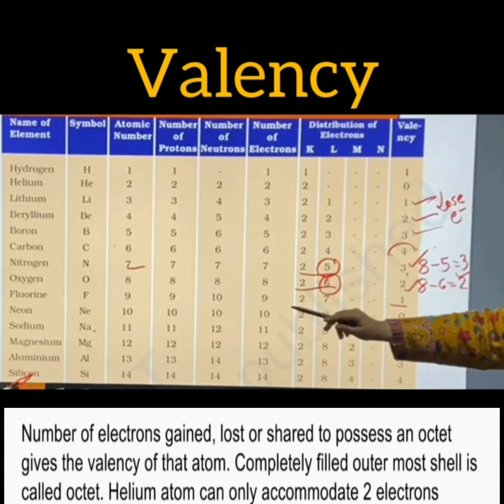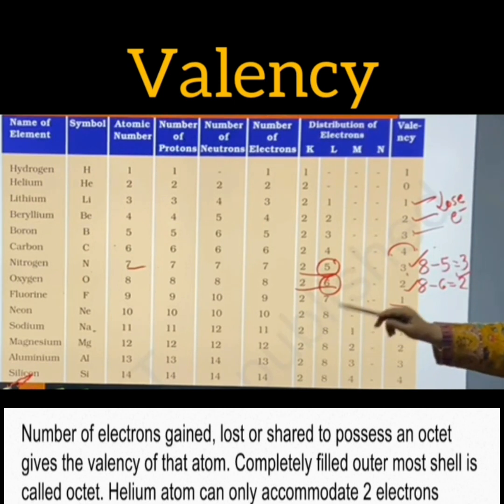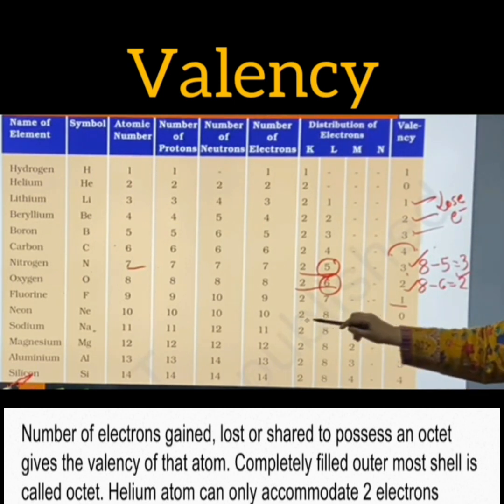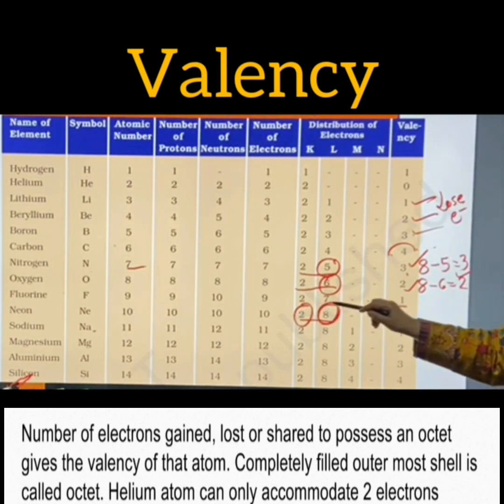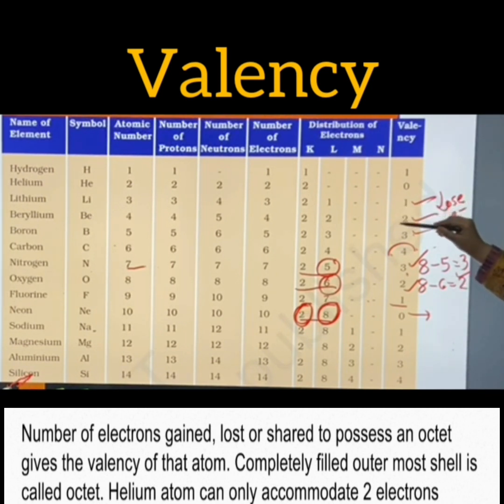Last, we are going to take the case of neon. In neon, the atomic number is 10, so the distribution is 2, 8. That means we already have a complete octet. The valence shell is completely filled. So there is no requirement of any extra electron to be gained or donated. So the valency is 0. In this way, we can say that the valency first increases 1, 2, 3, 4, then it decreases 3, 2, 1, 0.